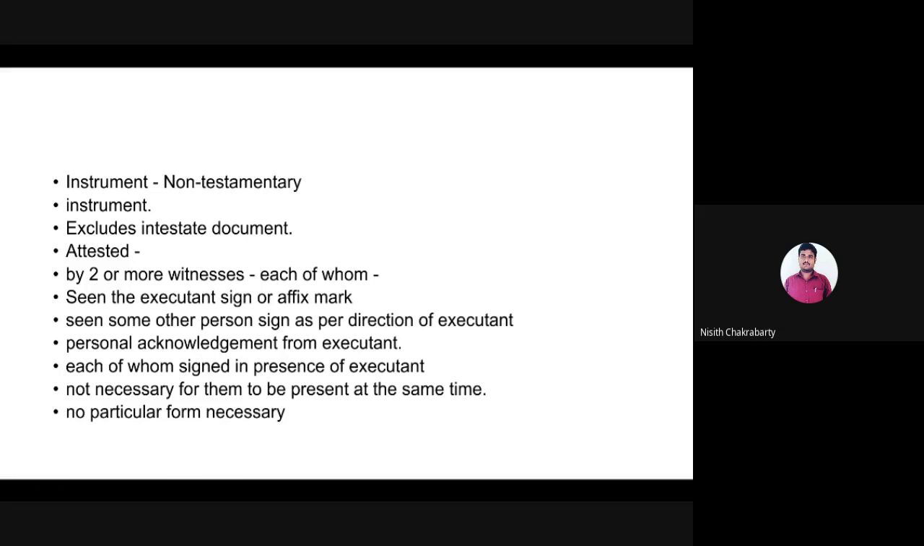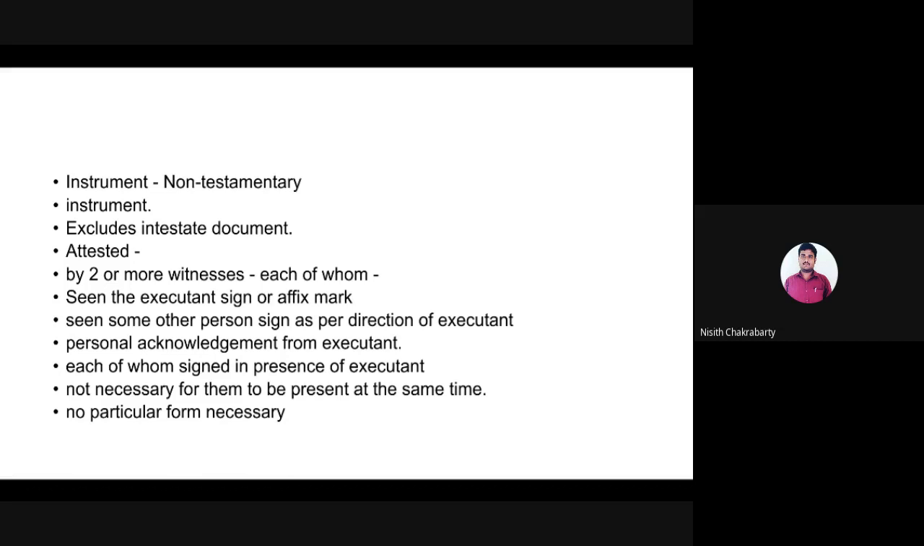Now comes the tricky part. What are the ingredients that are to be satisfied when you say that it has been attested by two or more witnesses? The first ingredient is that the two or more witnesses must have seen the executant sign. That means whoever is making the document, after he has made the document, must have put his signature, and the fact of his putting the signature must have been witnessed by the witnesses.